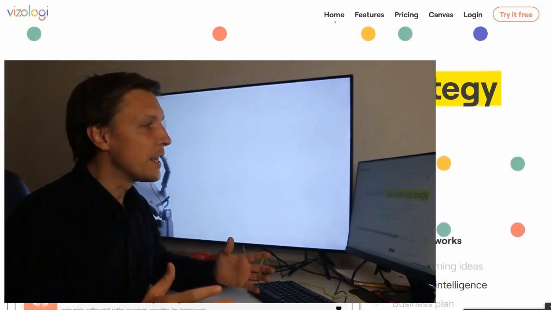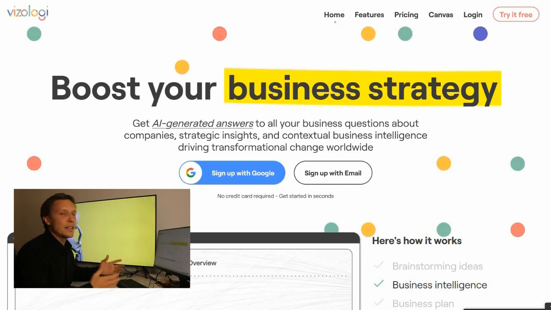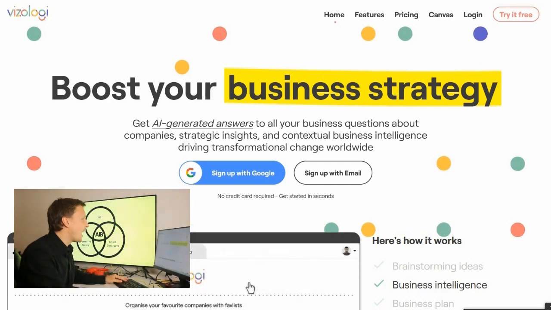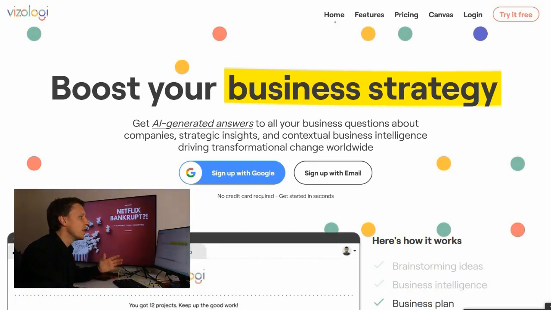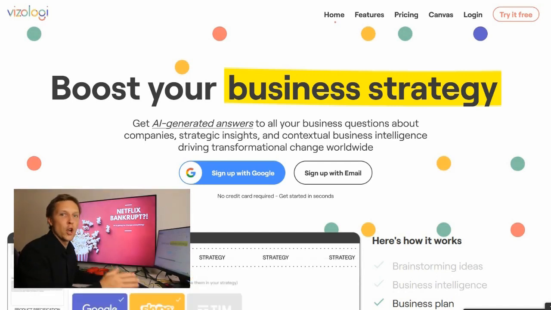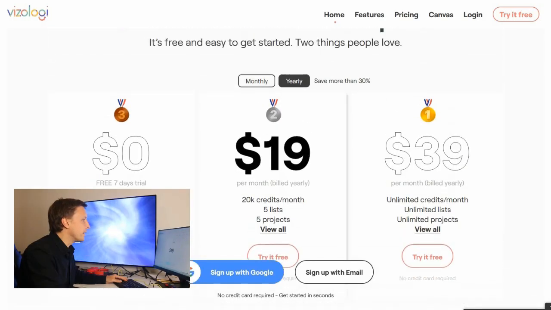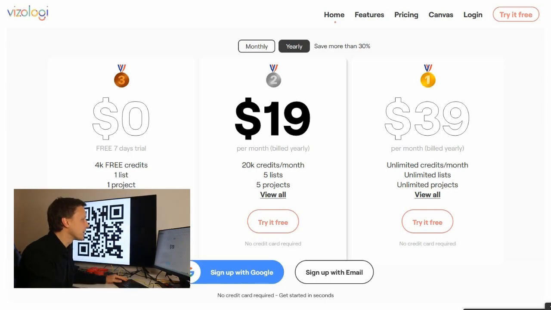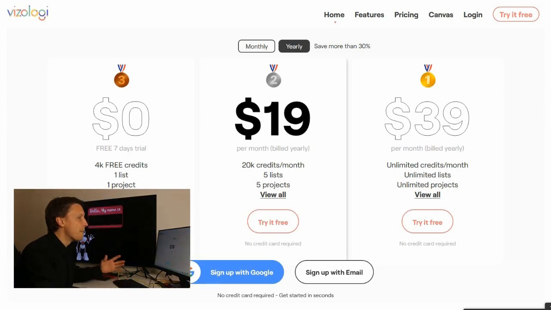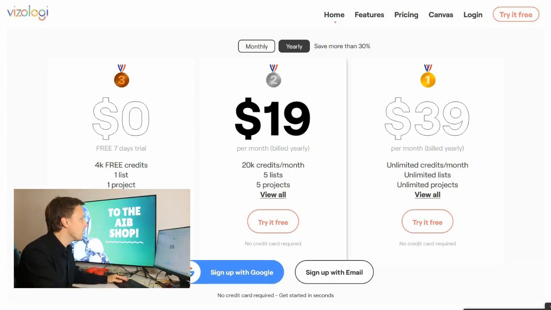The tool we want to take a look at today is called Visology. It's an exciting tool because it says the following: get AI-generated answers to all your business questions about companies, strategic insights, and contextual business intelligence driving transformational change worldwide. So they're promising actually a lot. And the best thing is you can start for free with this. So it's $0 at the start, but afterwards it costs only $19, which is also not too much, I would say.